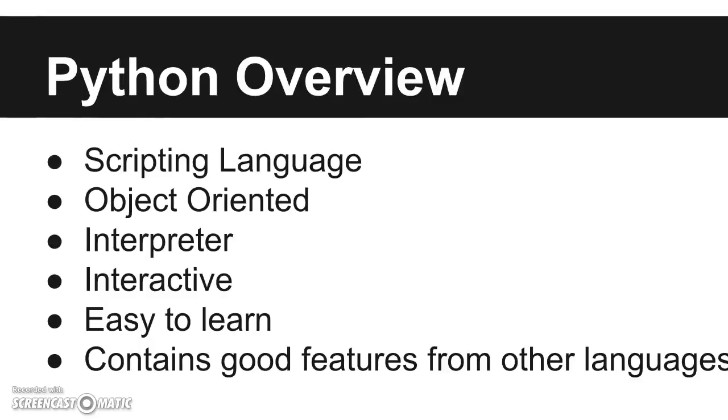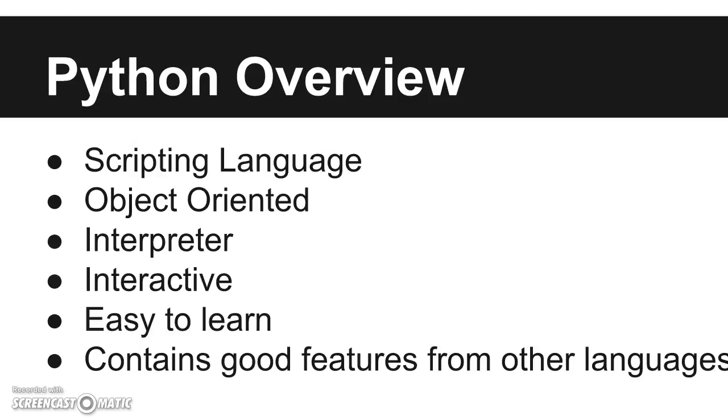So Python is a scripting language and Python is object oriented. This means that Python supports the object oriented style or technique of programming that encapsulates code within objects, that we will be seeing in our course.